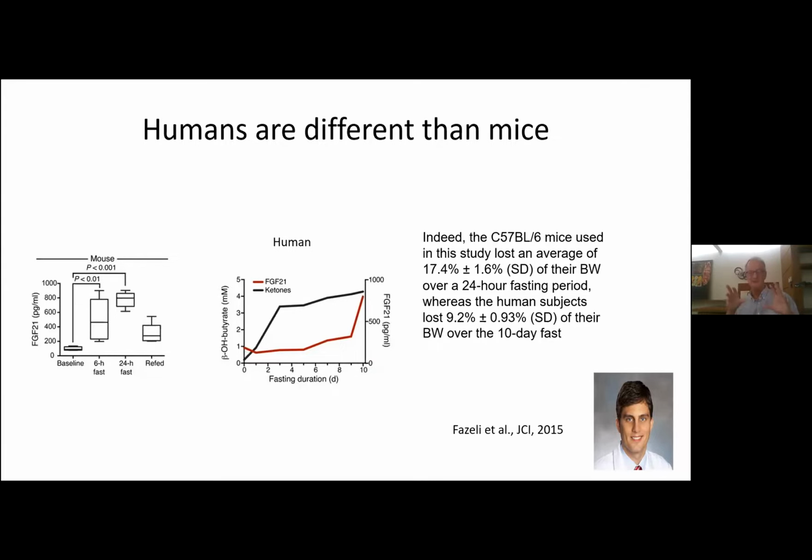Obviously, if we could lose 17% of our body weight after an overnight fast, the obesity epidemic in the U.S. would be significantly different than it was. And so, this really comes down to, are all these data that we've generated in animal models relevant to humans? And does caloric restriction have the same benefit in us as it does in mice?